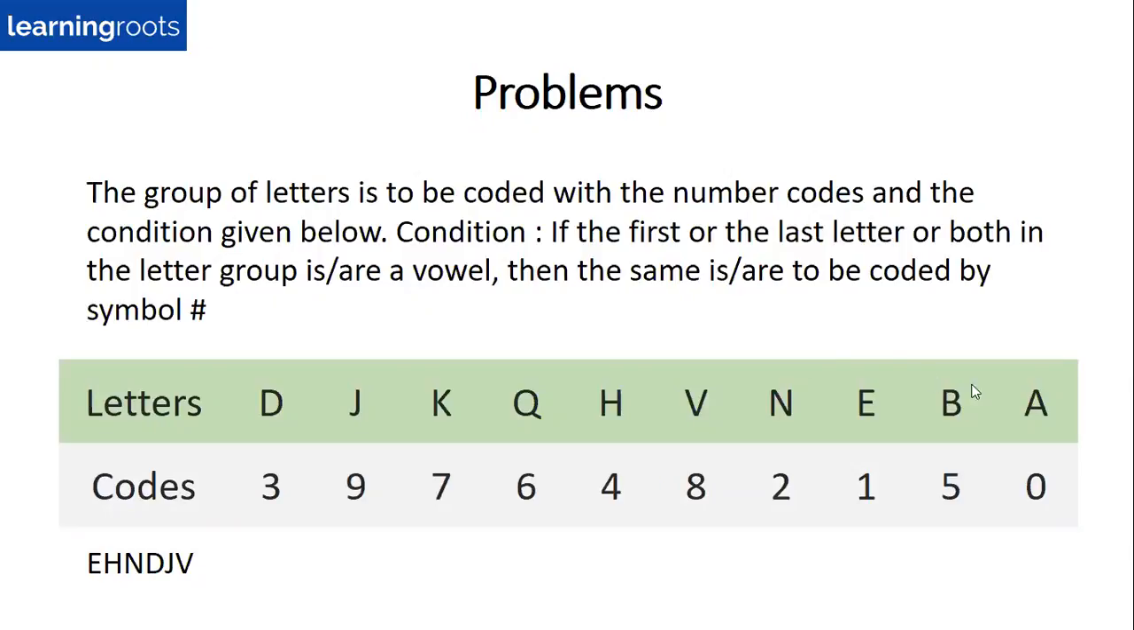So this is another question type where you have letters and codes, and there will be some conditions which you need to follow. In this case, the group of letters is to be coded with the number codes. The condition given is that if the first or the last letter or both in the letter group are a vowel, then the same are to be coded by the symbol hash. Now you just need to figure out what will be the code for the one given at the bottom of the slide, which is EHNDJV.